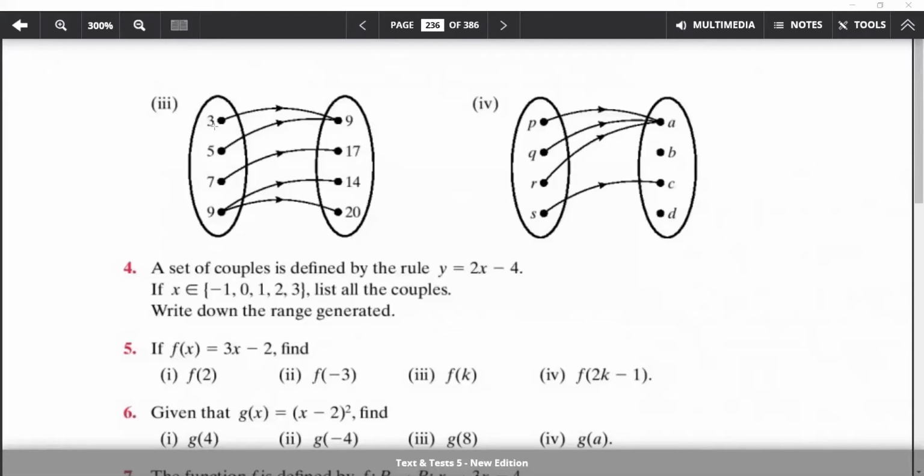Okay, so part 3, 3 corresponds to 9, no problems. 5 corresponds to 9, still no problems. You're allowed to have the same output value be generated. But 9 here corresponds to 14 and to 20. So that's our problem. No, part 3, that is not a function. And part 4, P corresponds to A, no problem. Q corresponds to A, no problem. R corresponds to A, and S corresponds to C. So each element on our domain, these 4 elements, corresponds to only one element on the range, these 4 elements here. So that one, yes, that is a function.